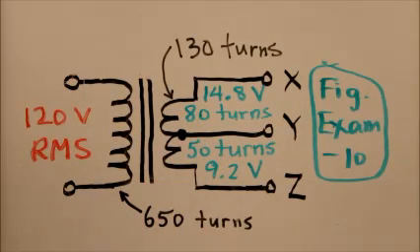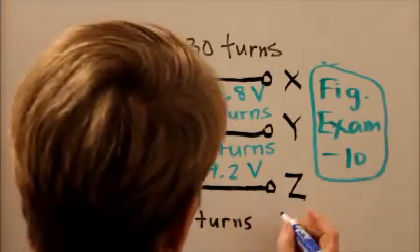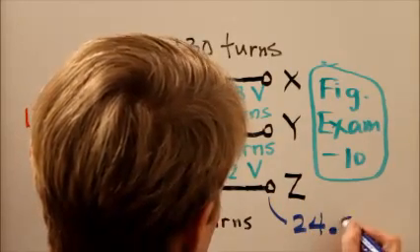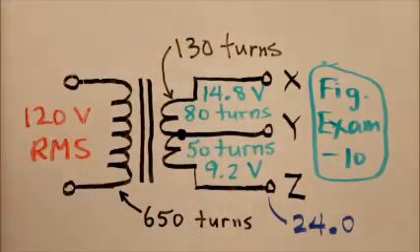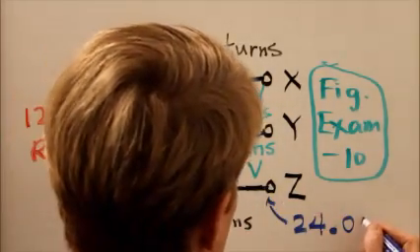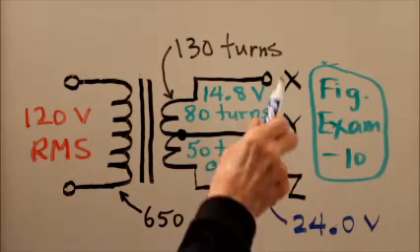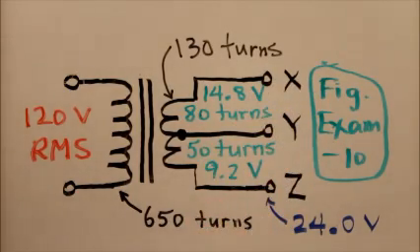These are root mean square voltages, and the root mean square voltage across the entire secondary is 24.0 volts RMS. This question is asking us, what is the peak-to-peak voltage between these terminals X and Z? That is, across the whole secondary winding.